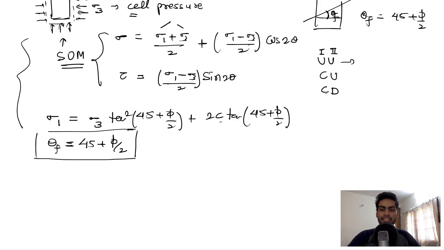And the third test, that is CD test. So CD test is consolidated drained test. In the first stage, consolidation is allowed under the drained condition, and in the second stage also, when we apply additional stress, then also the drained conditions are maintained.